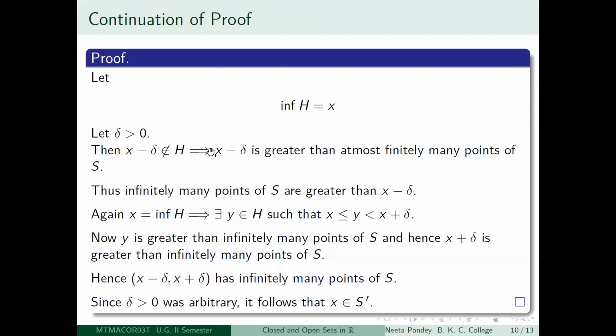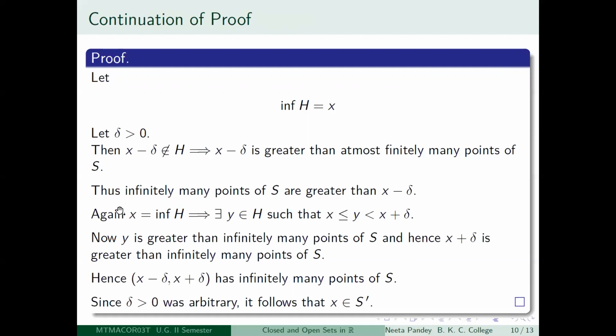Next, what does that mean? S is an infinite set. So of those infinitely many elements of S, there are at most finitely many elements of S which are less than x minus delta, right? So infinitely many points of S are greater than x minus delta. This is okay.